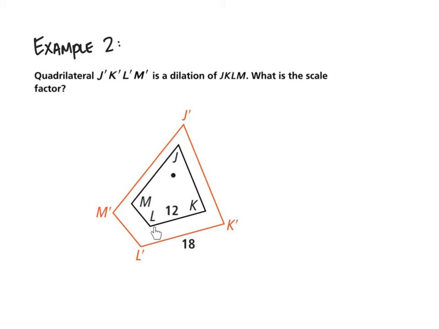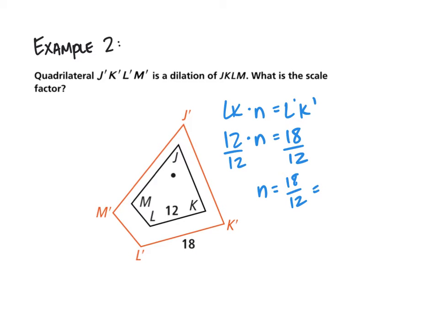And we'll notice that LK went from being 12 units long to 18 units long. So LK times the scale factor turns into L prime, K prime. So 12 times the scale factor turns into 18. So to find that scale factor, I can just divide each side of this little equation by 12, and I get 18 over 12, which is equal to 1.5. So the scale factor for this dilation would be 1.5. Everything on the red shape is 1.5 times the length of its corresponding part on the black shape.